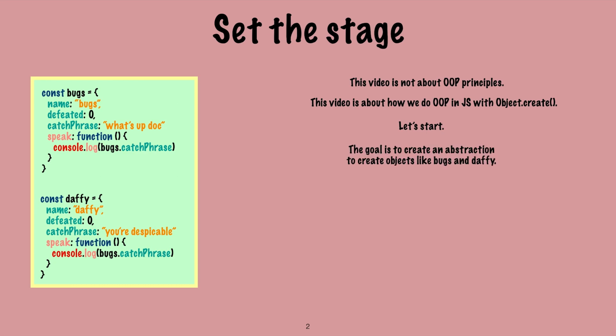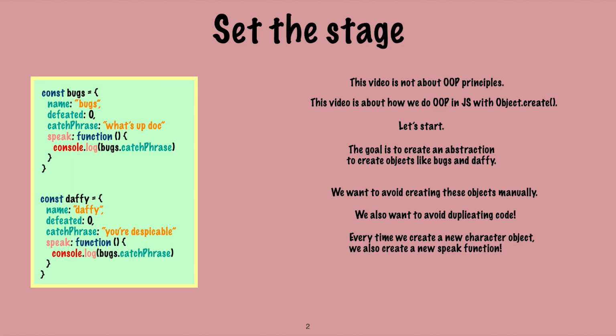The goal is to create an abstraction to create objects like Bugs and Daffy. We want to avoid creating these objects manually. We also want to avoid duplicating code. If we look closely, every time we create a new character object, we also create a new speak function. This is not good for many reasons, but the big one is that we're wasting memory.